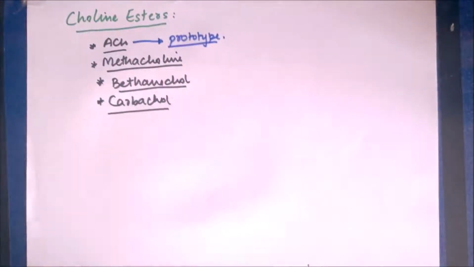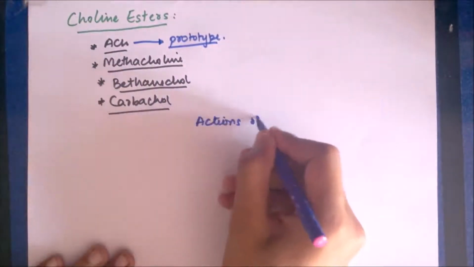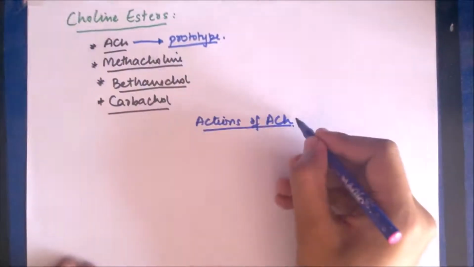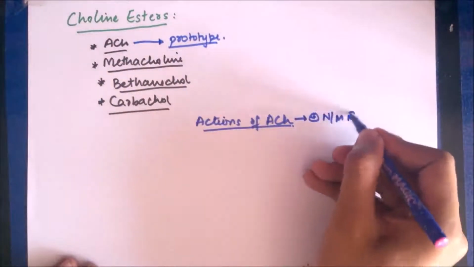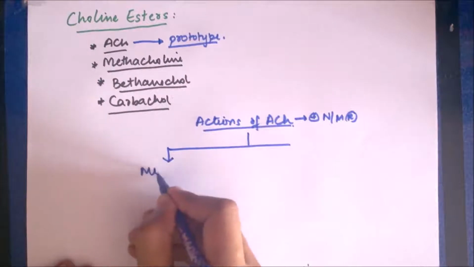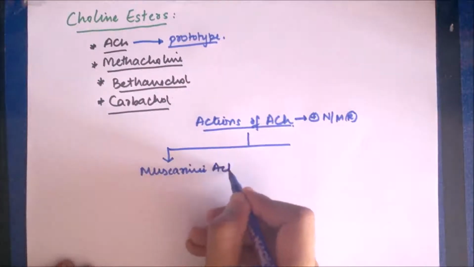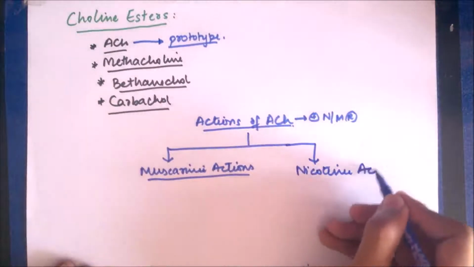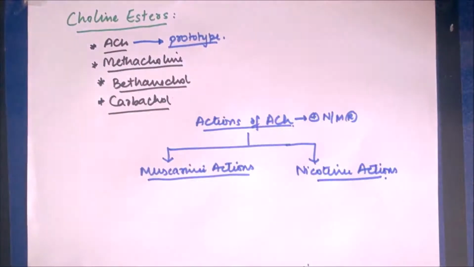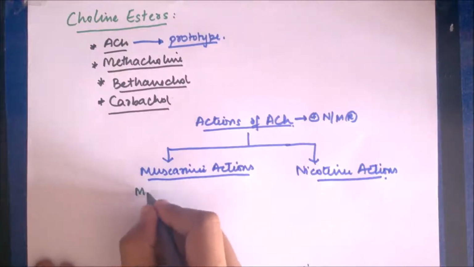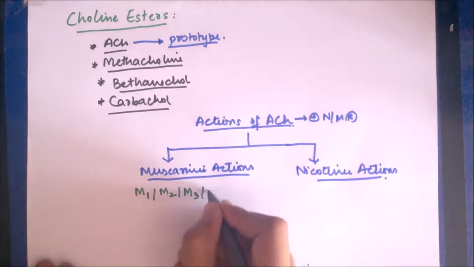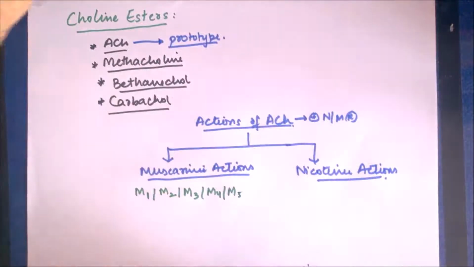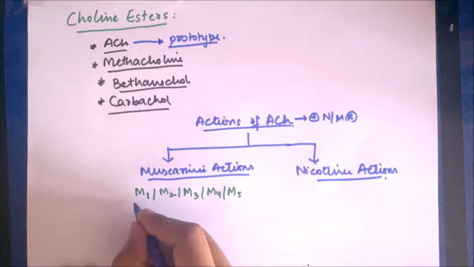Now, acetylcholine is a prototype drug, so we're going to study it in quite some detail. So first, let us start with actions of acetylcholine. As you know, acetylcholine can stimulate both nicotinic and muscarinic receptors. So the actions can be divided accordingly into two types. They are muscarinic actions and nicotinic actions, which are produced due to stimulation of muscarinic and nicotinic receptors respectively. So muscarinic actions are due to the stimulation of muscarinic receptors, that's M1, M2, M3, M4, and M5 receptors. The most important ones are the first three.